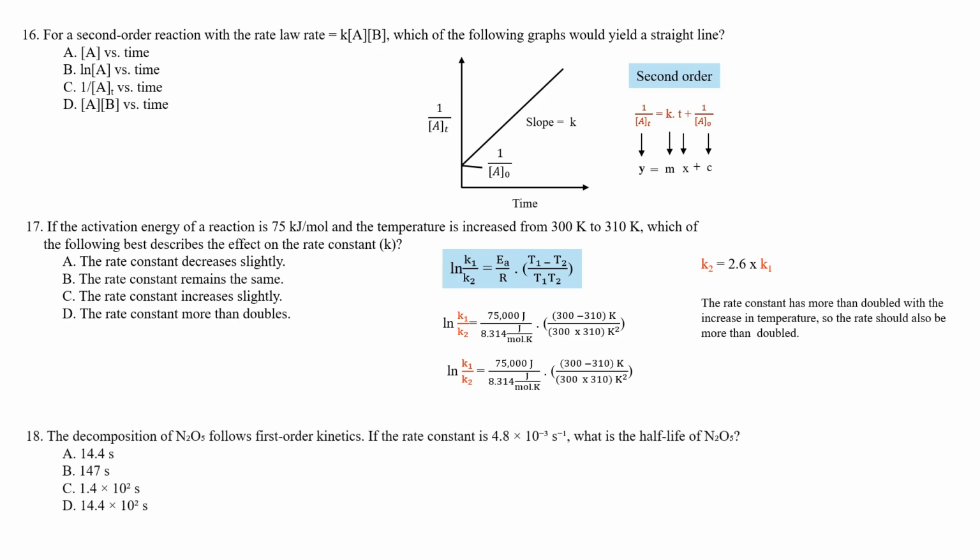Next question. The decomposition of N2O5, this is dinitrogen pentoxide, follows first order kinetics. If the rate constant is 4.8 times 10 to the negative 3 per second, what is the half-life? The first order half-life equation is t half is equal to ln2 divided by K. The ln2 value is 0.693, divided by the K value 4.8 times 10 to the negative 3 per second. Then the half-life is 1.4 times 10 to the power 2 seconds.